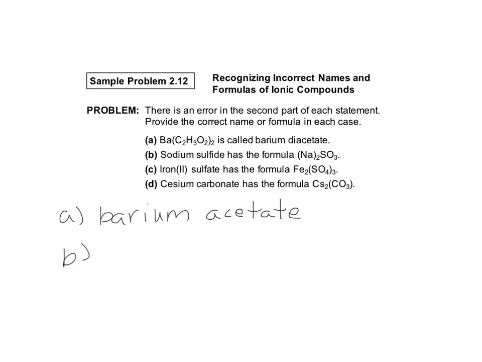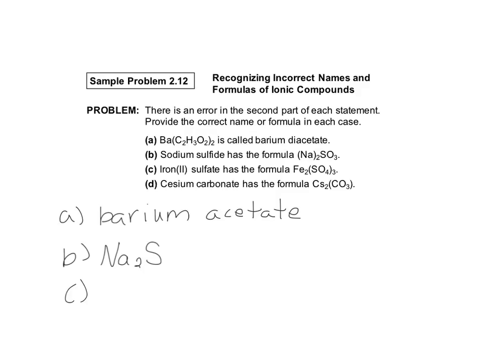So Na2S, right? Sodium has a +1 charge from the periodic table. Sulfur has a -2, so I've got to have 2 of those. What was wrong was that it's not the polyatomic ion. This is sulfide, just a sulfur ion.